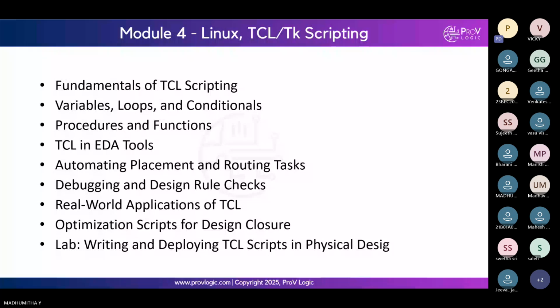Somebody was asking where Tcl is used and how. Tcl is the scripting language that we will be using to load the commands to the EDA tools. For all the tools that we discussed, Innovus, Tempus, PT, we will be giving commands as inputs, and these commands will be written in Tcl format.